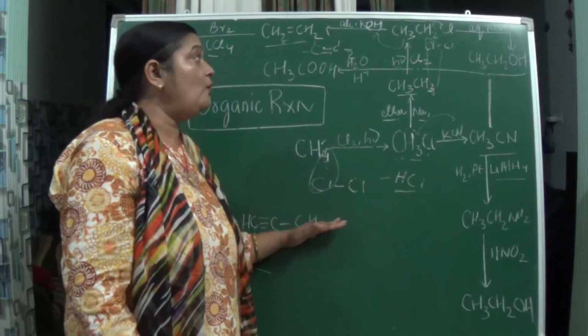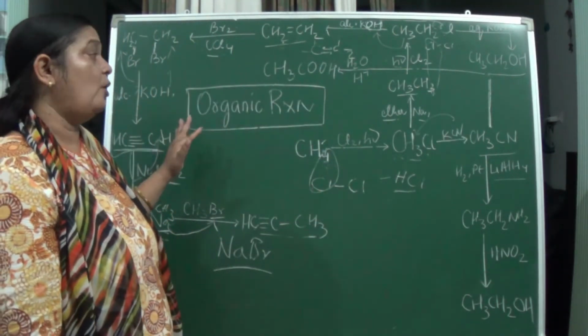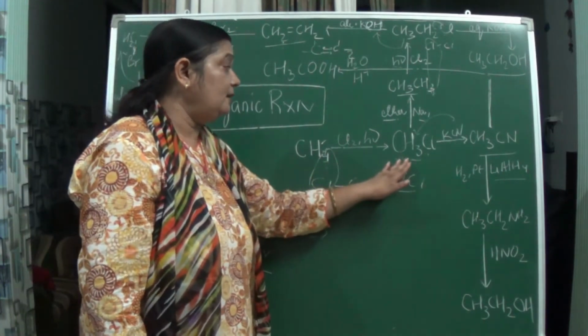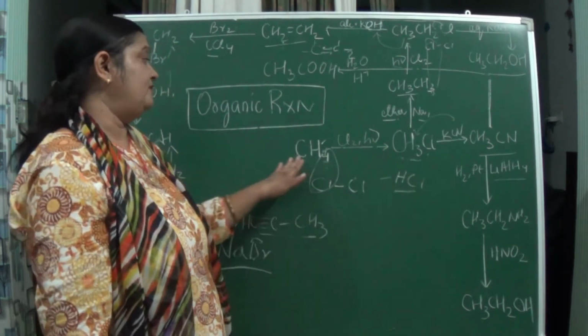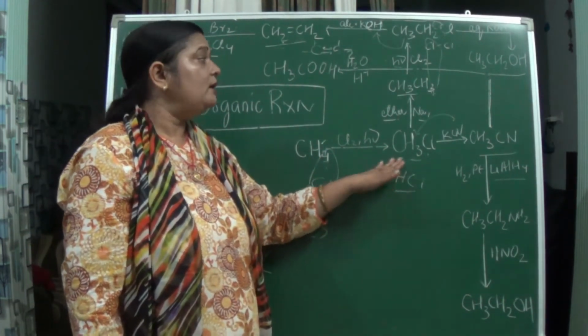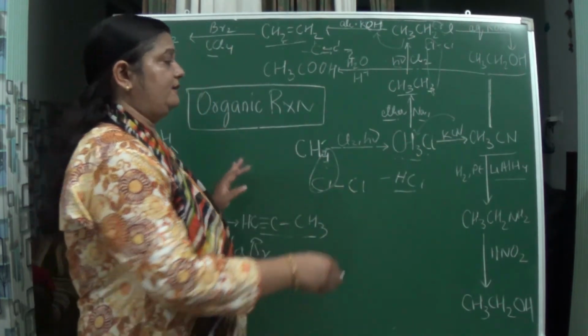You have seen how we have converted to form a double bond, then again a single bond, how it is being converted. Okay, now let us see the second product which we have got when we reacted methane with chlorine, we have got methyl chloride. Now we are adding KCN to it, okay, potassium cyanide to it.